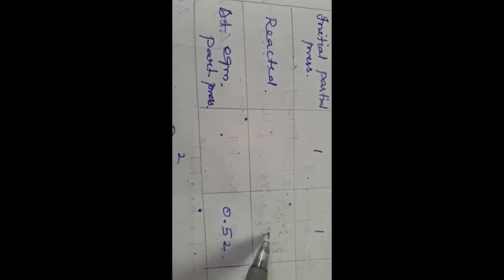Can you calculate the pressure reacted? This value can be calculated by 1 minus 0.52, which is 0.48, right? So the partial pressure reacted is 0.48. Then this is 1 mole, this is also 1 mole. For 1 mole, the value you got is 0.48 reacting. Here also 1 mole is reacting, so 0.48. Then how much is remaining for the oxygen at equilibrium? 1 minus 0.48 means 0.52, right?